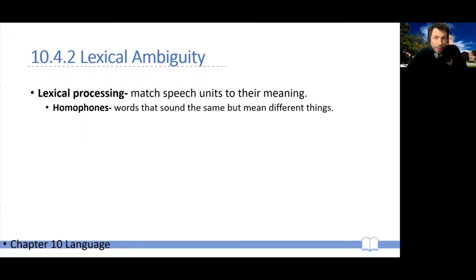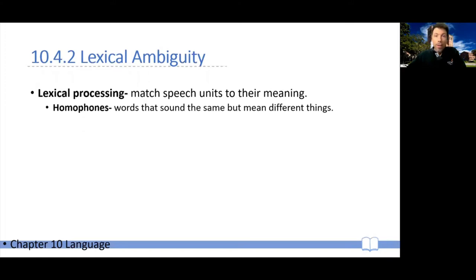Now, even after we have figured out what the phonemes and the morphemes are within a speech stream, we still have to then match those speech units to meaning. This is a process that we typically refer to as lexical processing. And this also can be fraught with ambiguity for a number of reasons.